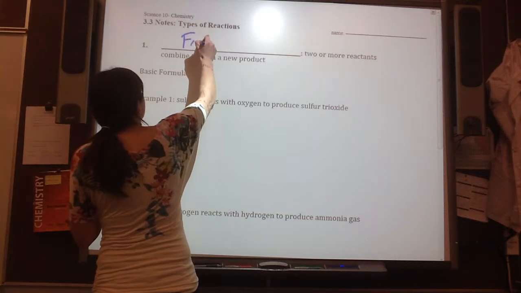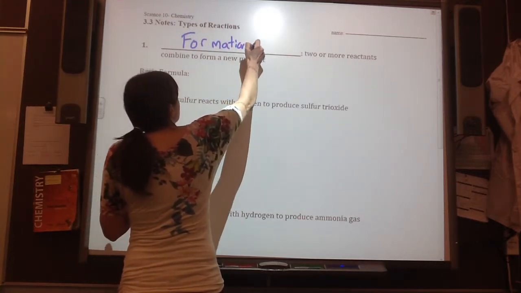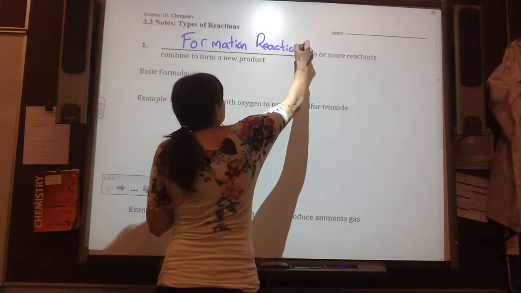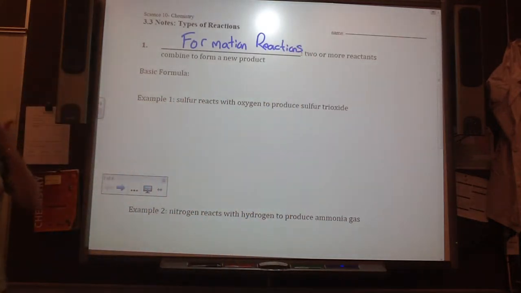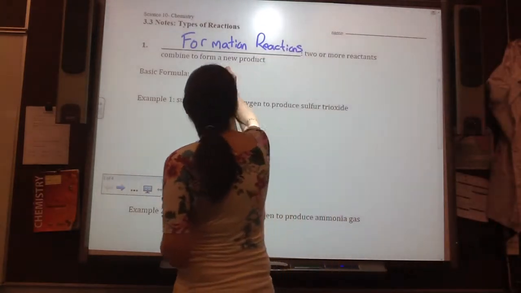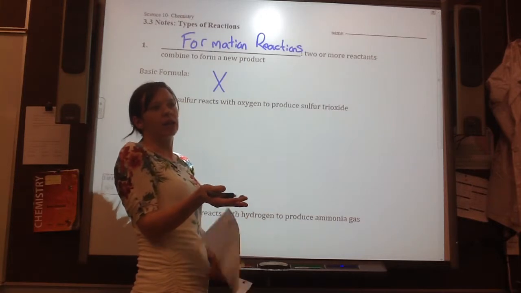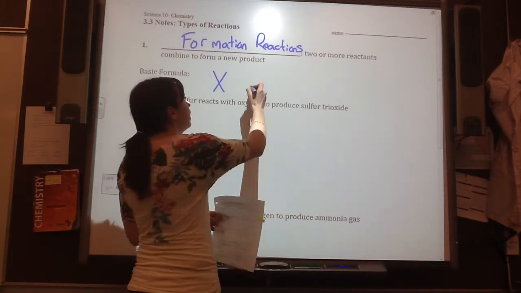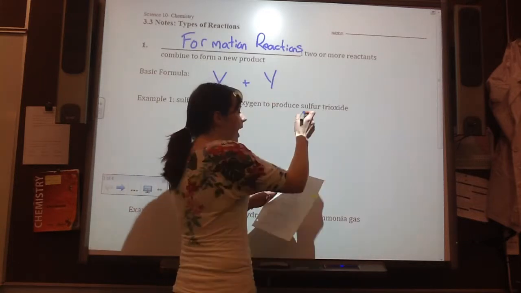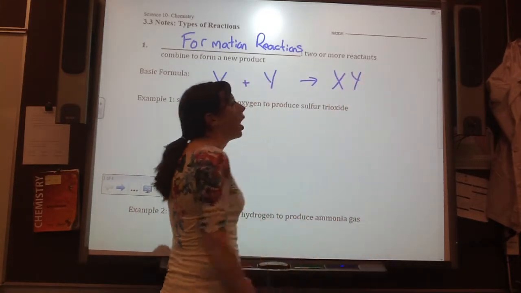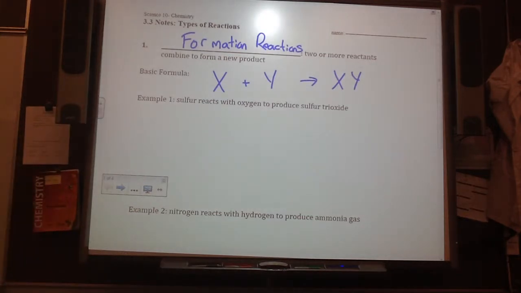So formation reactions are where 2 or more reactants combine to form something new. When we think about a basic formula or guideline, say we have X, as a compound or an element, and we add some Y, and we make X and Y. Okay? So that's what a formation reaction is like. You take 2 or more things and you make one other thing.